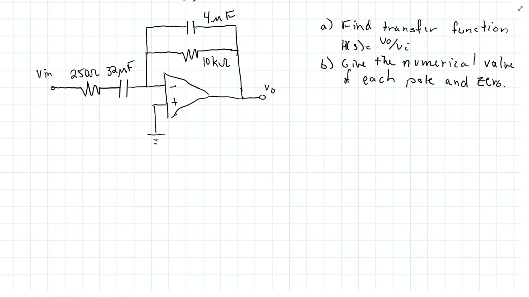We only need the power supply if we have a specific input voltage or an input signal, to know whether we're going to saturate the op amp or not. So when we're looking for a transfer function, we don't really need to know what the voltage rails are for the op amp.